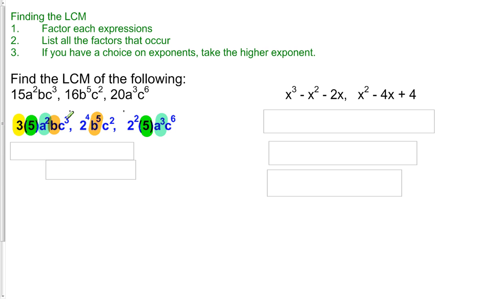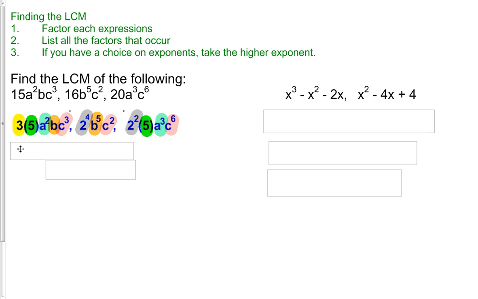And we have our c's. We have a c in every expression here, but the highest power is 6, so these other ones we can just flat out ignore. C to the 6 will be in our least common multiple. And finally we have powers of 2, 2 to the fourth and 2 to the second. 2 to the fourth is going to win out.